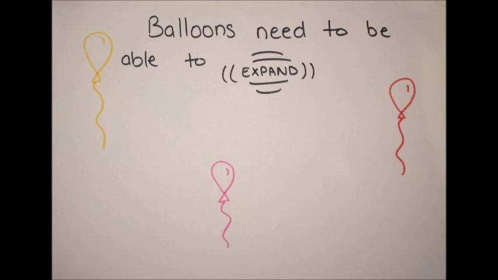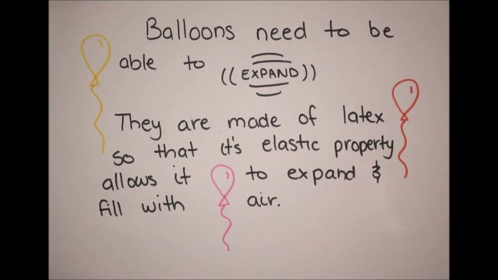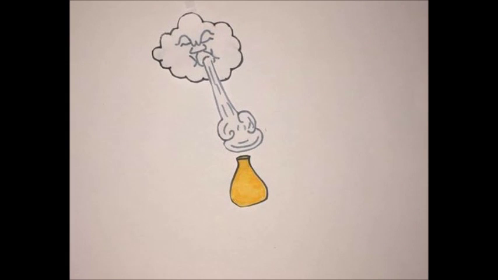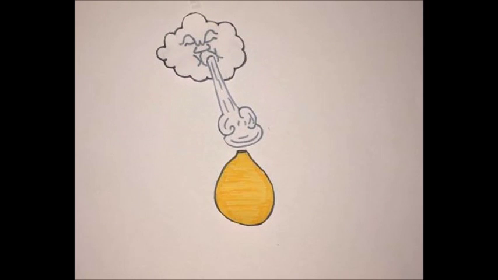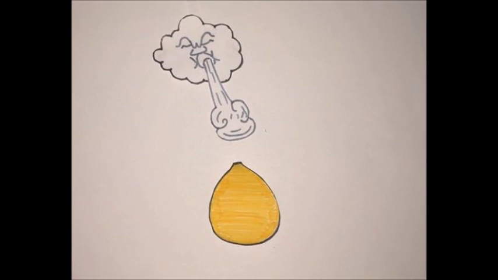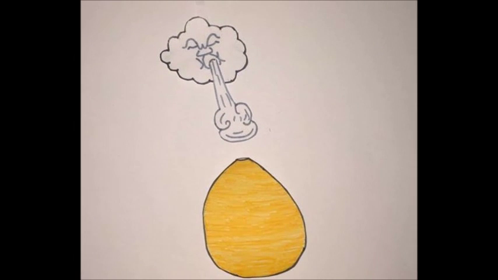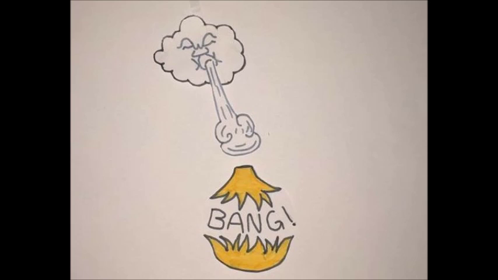Elasticity means that an item can still go back to its original form even after it changes shape. Balloons have elasticity so that when they are filled with air, they can expand. If the air is let out, then the balloon will go back to its original size. Let's take a look at a balloon being filled with air. As the balloon is filled with air, it continues to expand until the balloon becomes overfilled. When this happens, the balloon pops.